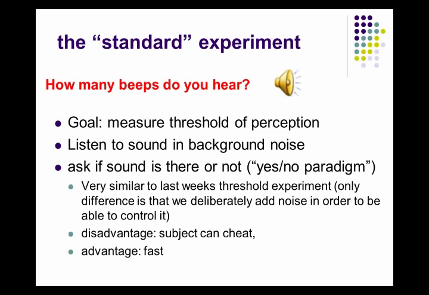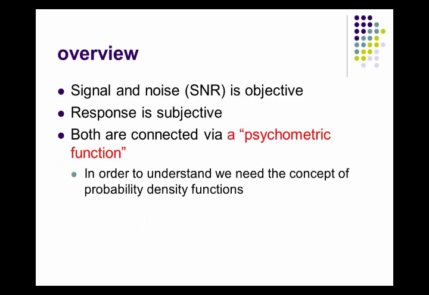Okay, the reason for that is because it's so fast, but it has a disadvantage, and this is what it's all about, because it includes the subjectivity of the subject, the subjectivity of the perception. And what this lecture is about is how can we get rid of this subjectivity. Okay, let's give an overview. We have a signal and a noise. It's called SNR. I'm sure you've heard that abbreviation. That is objective, but the response to that is subjective. So both are connected by a psychometric function that I'll show to you in a few slides.